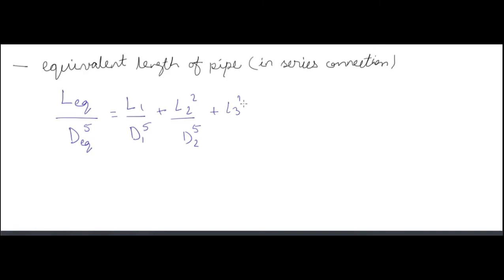And so on. So this equation is got from the head loss equation, because in series the equivalent head loss is equal to the summation of individual head loss. So we got this equation for equivalent length of pipe from that head loss equation.